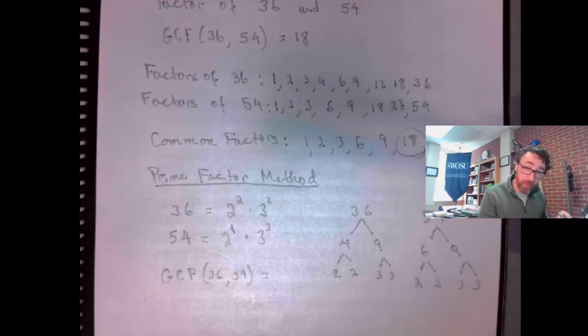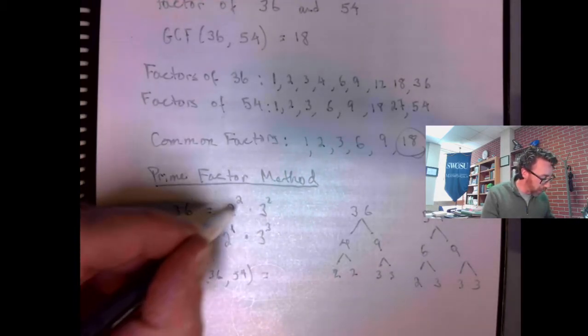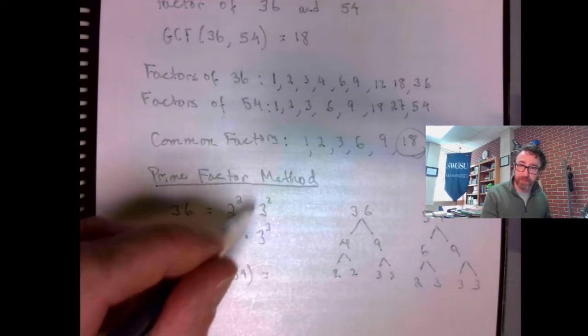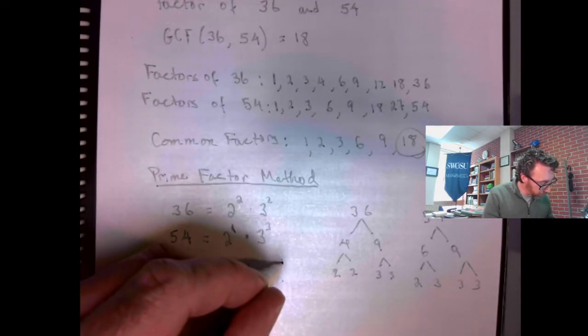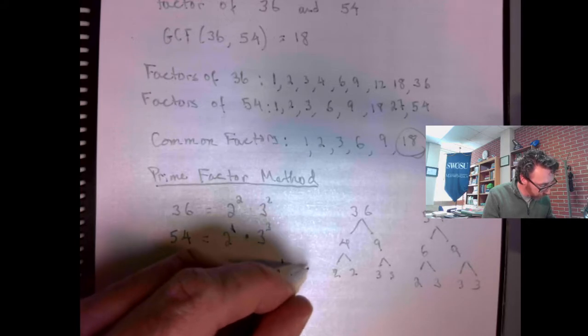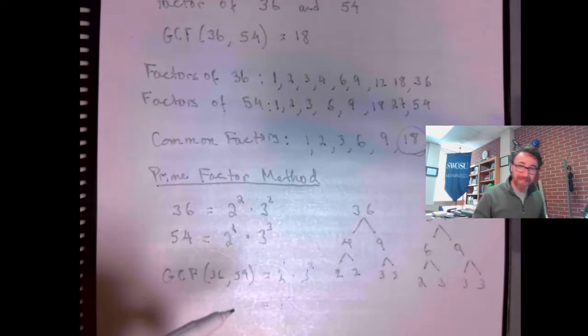Okay, and that's important when I'm building my GCF. What I do is I take the min of the exponents on these prime factors. I take the minimum. So it's 2 power 1, 3 power 2. And if you do the arithmetic there, you get 18.